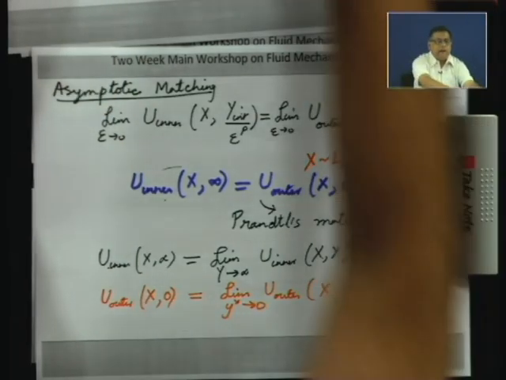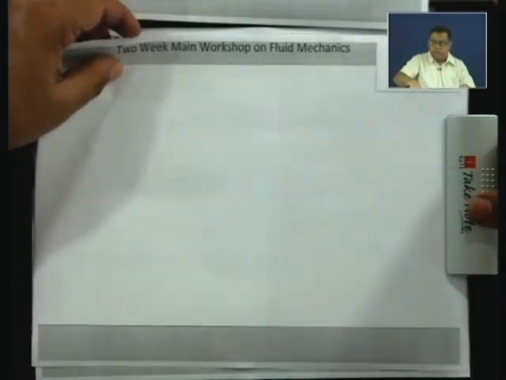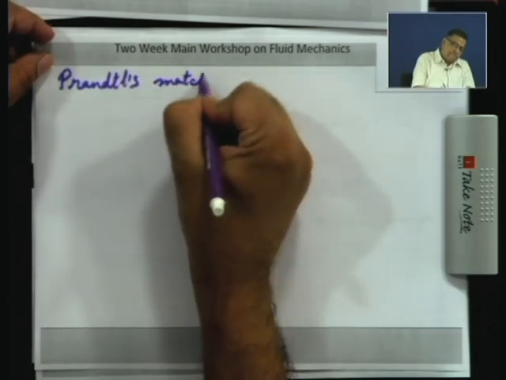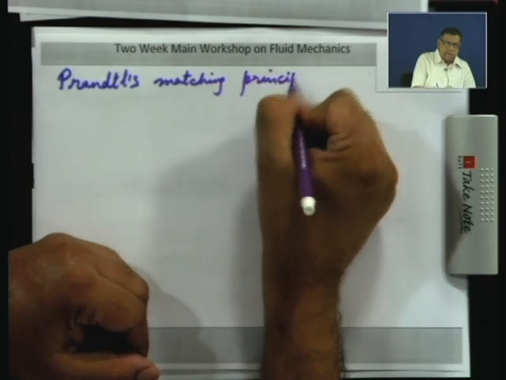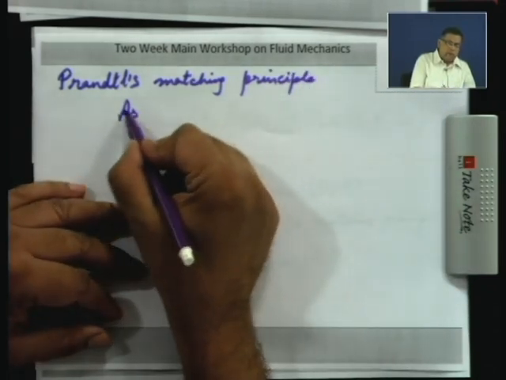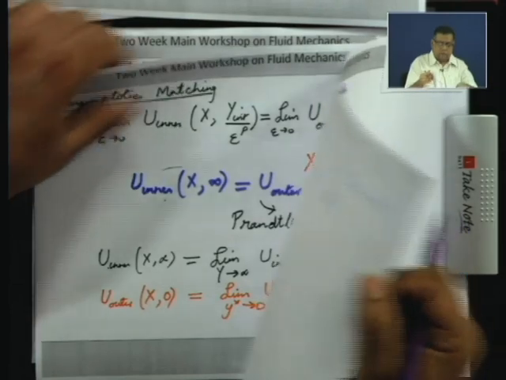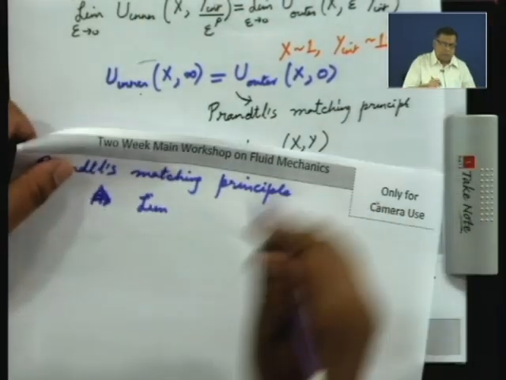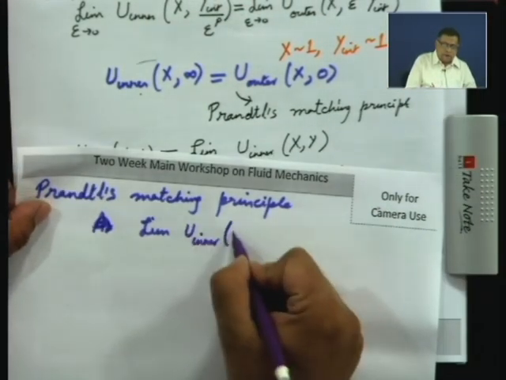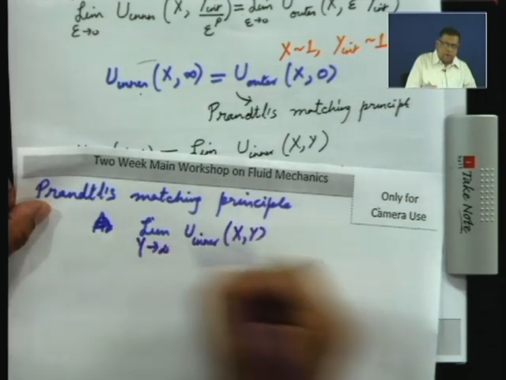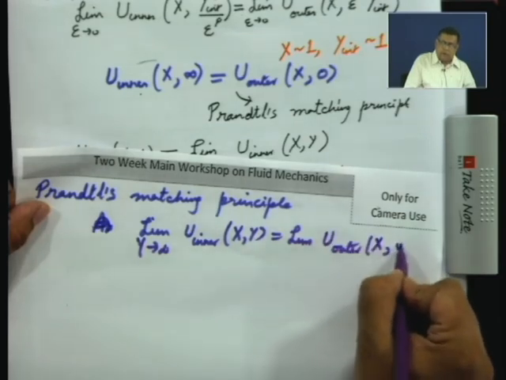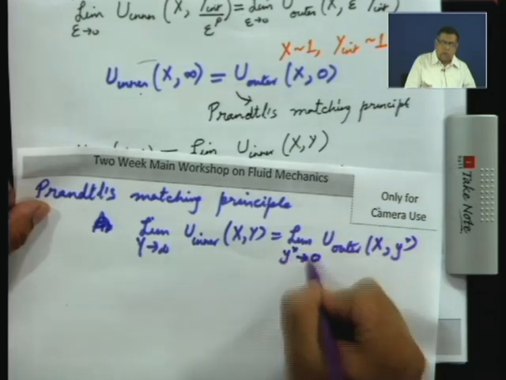So, in many books you will find this statement of Prandtl's matching principle: that the limit of u inner of x comma y as y goes to infinity is the limit of u outer at x comma y star as y star goes to 0.